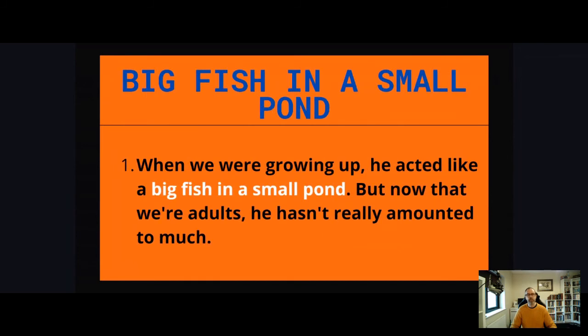A big fish in a small pond. So this is really about maybe a person who feels that they are very, very important or much more significant within the small environment in which they operate or in which they live, until they're exposed to a larger world and then they realize that they were never that important. When we were growing up, he acted like a big fish in a small pond, but now that we're adults, he hasn't really amounted to much.